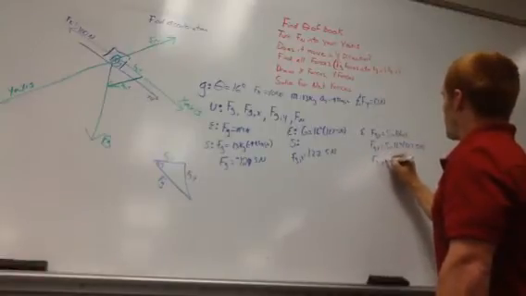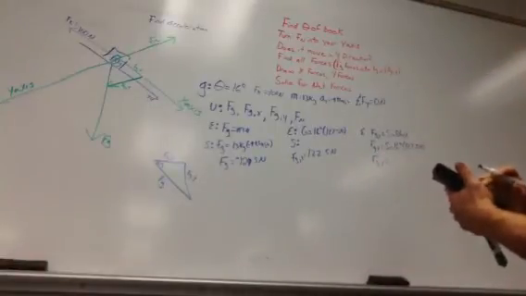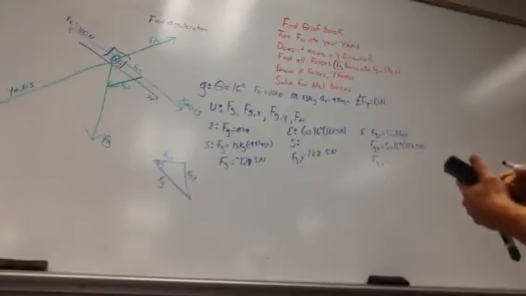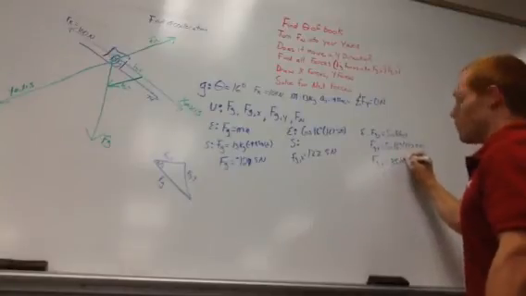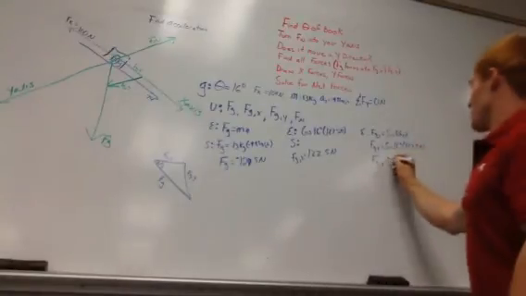Fg of y is going to equal sine 16 times 127.5, which is 35 newtons. Notice it's going down, so it's going to be negative.